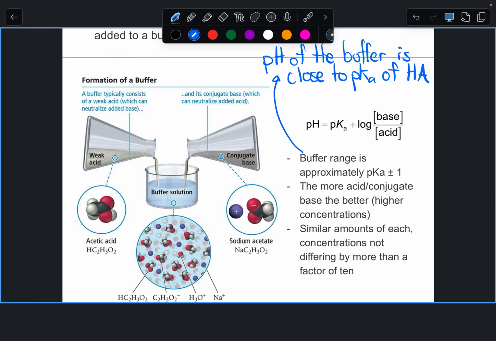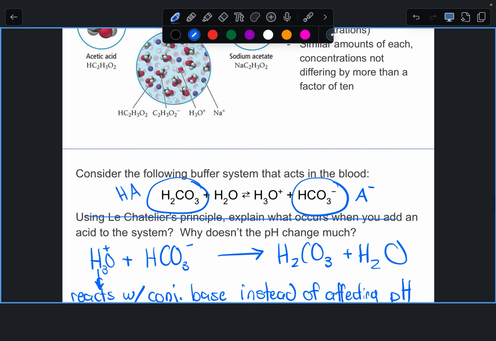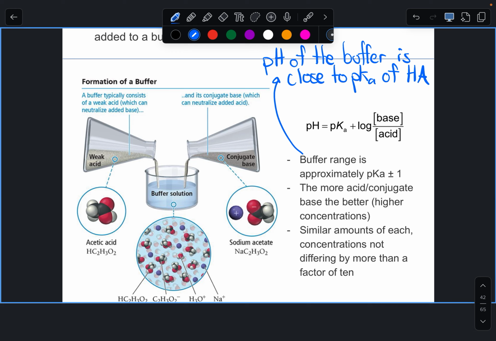So like in acetic acid, remember pKa is the negative log of the Ka. The pKa of acetic acid is like 4.7. That would be a terrible pH to maintain your blood at. This would be a really bad buffer for your blood because your blood is supposed to be around 7. The pKa of carbonic acid is around 7. So that's why our body uses that buffer to maintain the pH. So you want to pick a buffer where the pKa is near the pH that you're looking for.